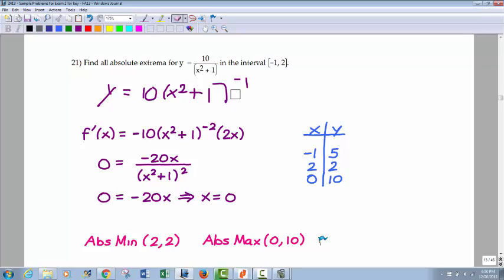Bring down the negative 1 makes negative 10, subtract 1 makes negative 2. Derivative of the inside is 2x. So I took the negative 10 times 2x, which is negative 20x. Drop that back down to the bottom, made it x squared plus 1 squared, which is what you would have gotten via quotient rule.